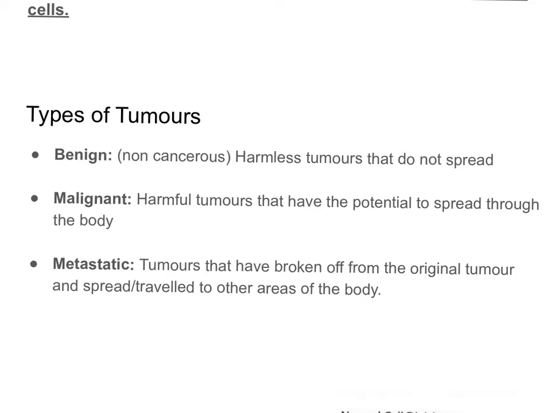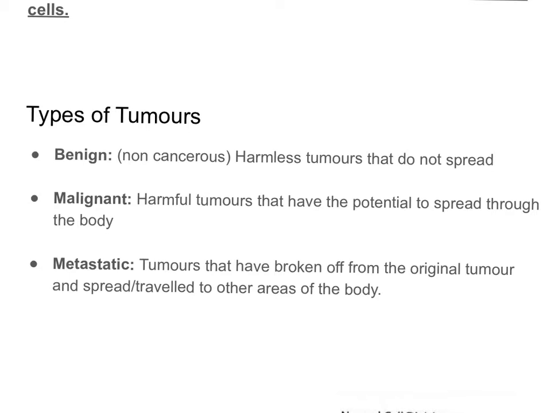Here's how we differentiate them. The word benign means harmless. So benign tumors are non-cancerous and they're not likely to spread. So they're relatively harmless. This is compared to malignant tumors. So malignant tumors are harmful tumors that have some sort of negative consequence on the body and also have the potential to spread to other parts of the body.